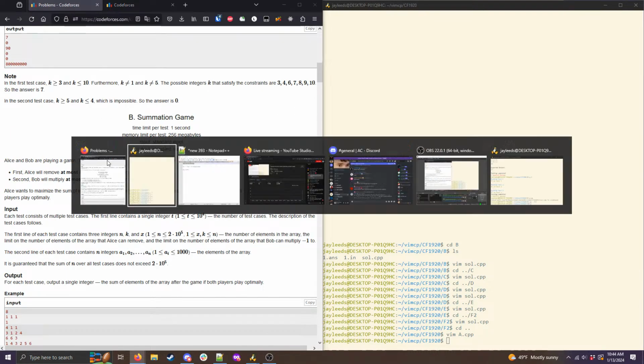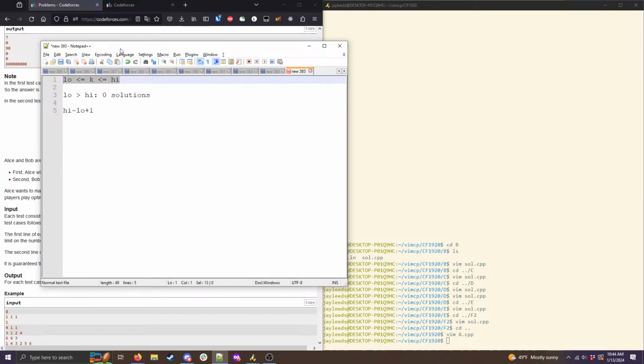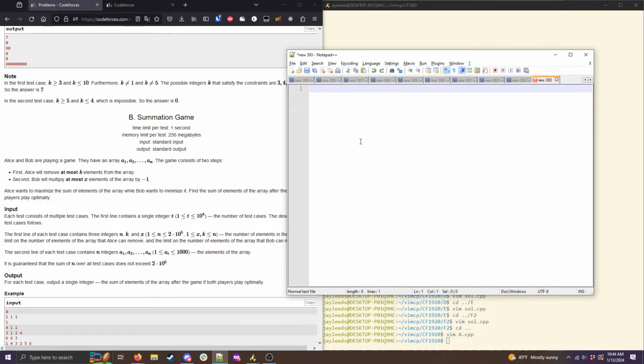All right, so let's move on to problem B. Alice and Bob are playing a game on an array. Alice is going to remove at most k elements from the array, and then Bob will multiply at most x elements of the array by -1. And Alice wants to maximize the sum of the elements of the array, and Bob wants to minimize it. We need to find the sum of the elements after they finish.